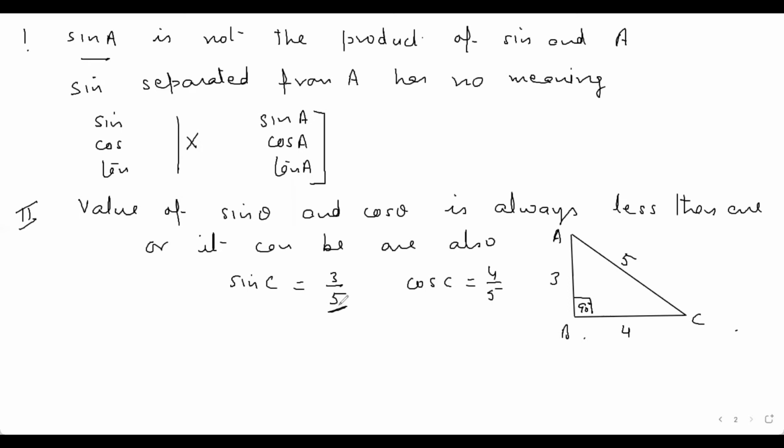So this is the longest side. So this will always be less than 1. This will always be less than 1. So the value of sine theta and cos theta is always less than 1, or it can be 1 also.